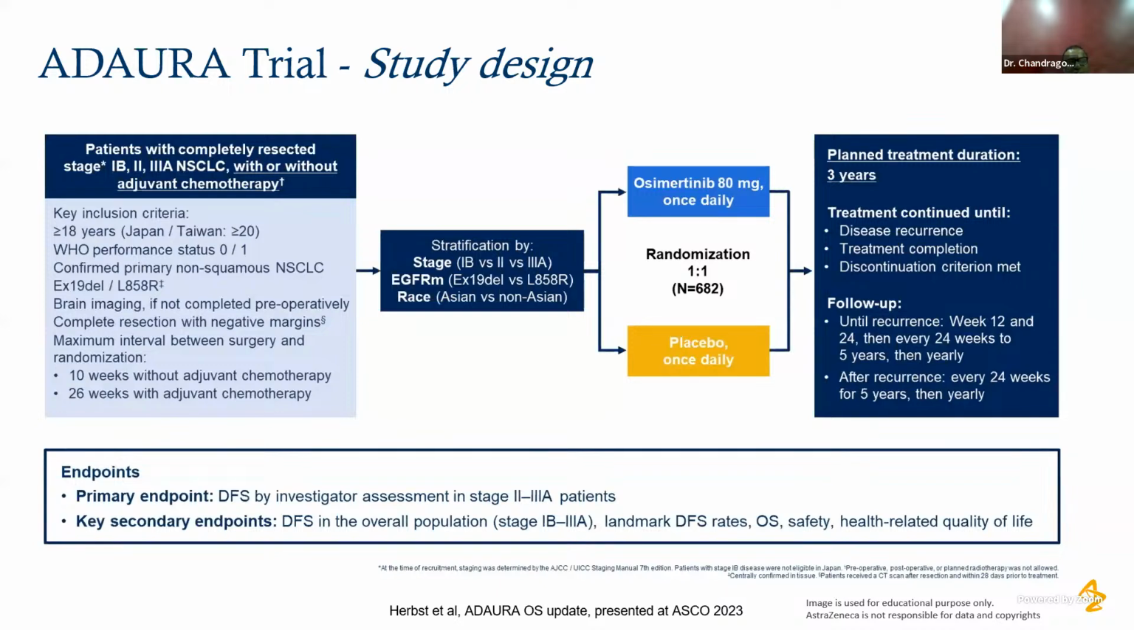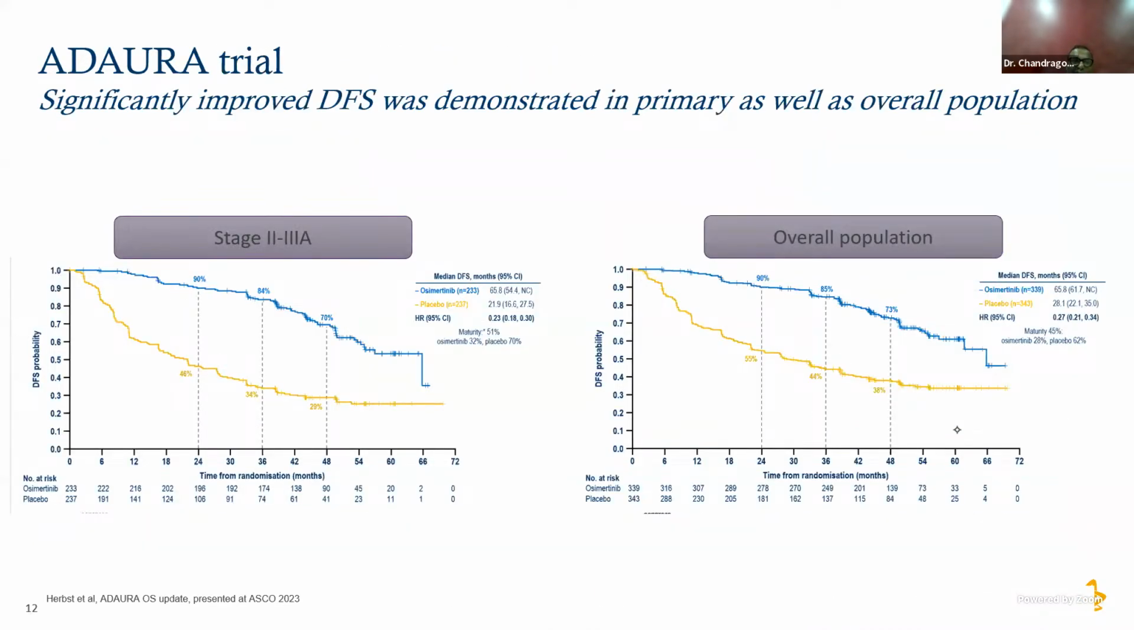The primary endpoint was disease-free survival by investigator assessment. The key secondary endpoints were CNS DFS, overall survival, the landmark DFS rate, safety, and health-related quality of life. This is the Kaplan-Meier showing improved DFS in the primary as well as the overall population. You can see at various time endpoints the data is favoring osimertinib.